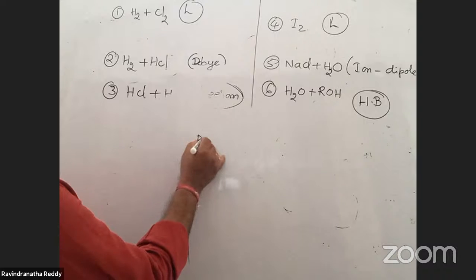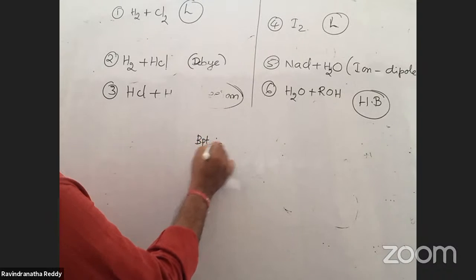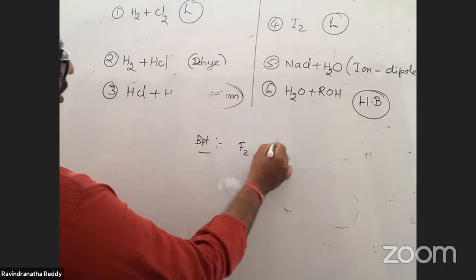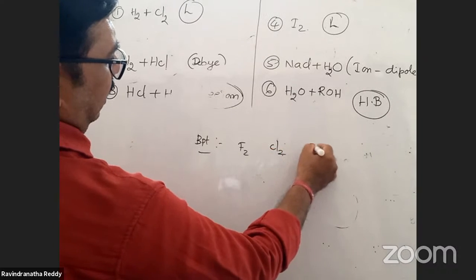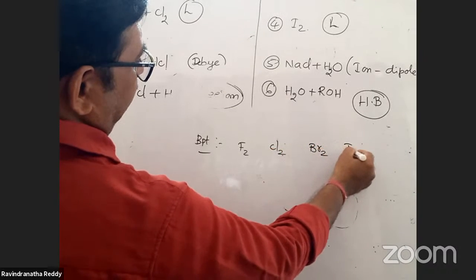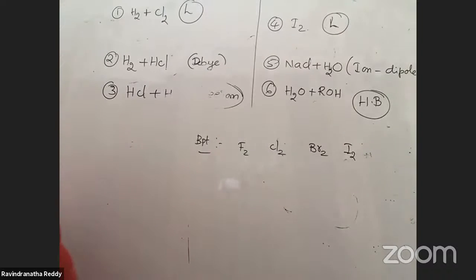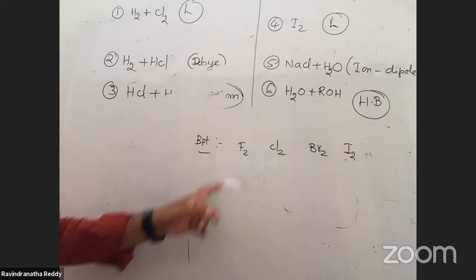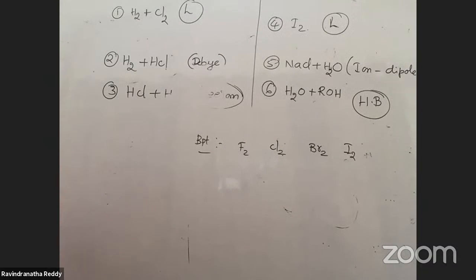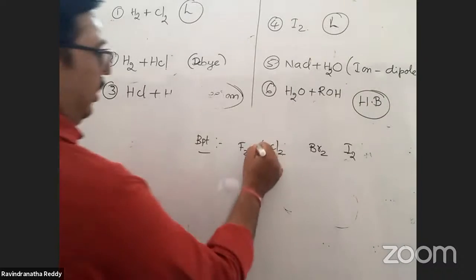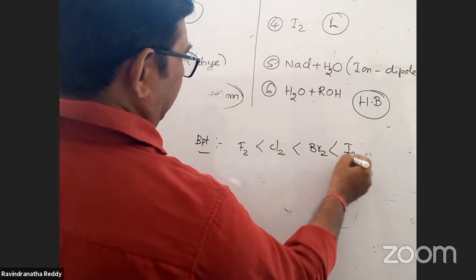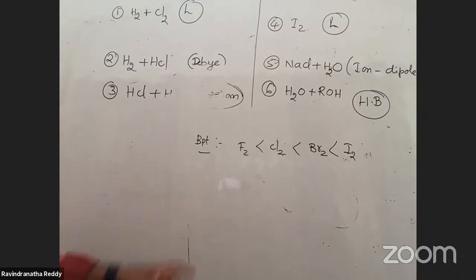So take the boiling point values of fluorine, chlorine, bromine, iodine. Generally, if the size is more, the intermolecular interactions are more. What is the boiling point order? These are seventh group elements: fluorine, chlorine, bromine, iodine. The boiling point increases from fluorine to iodine. Why? Because the size increases.